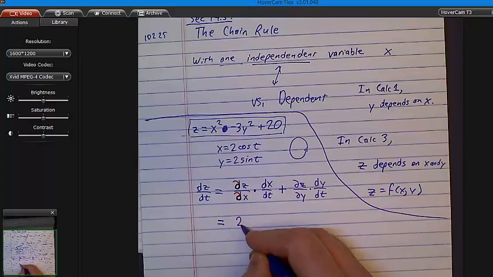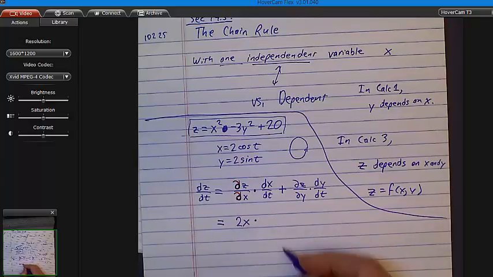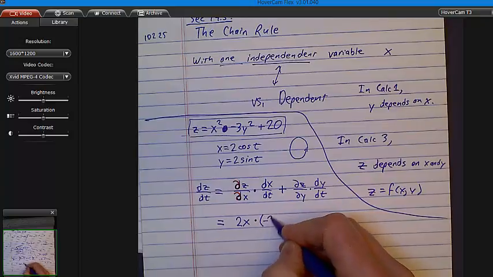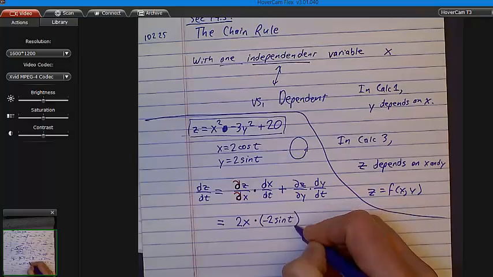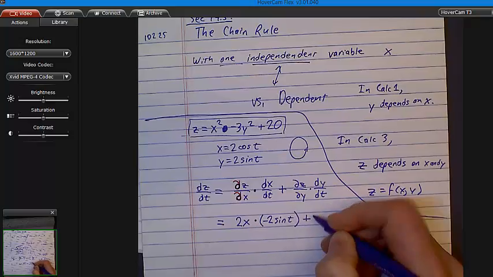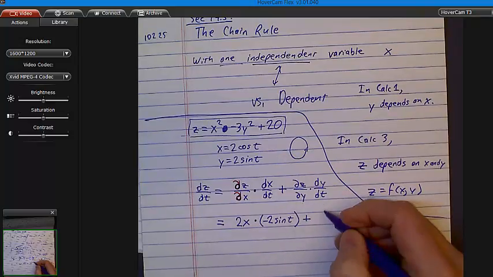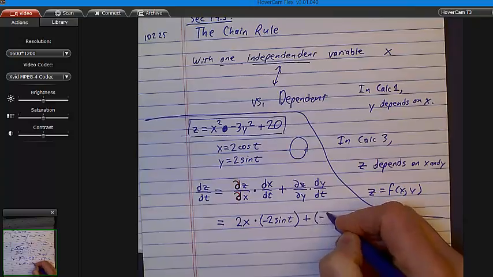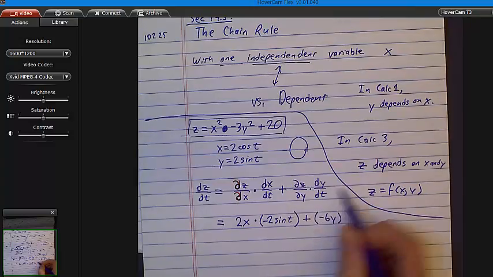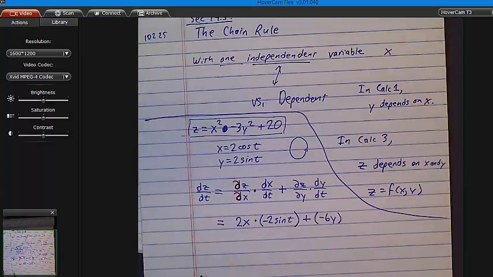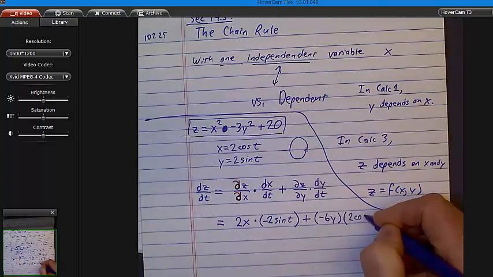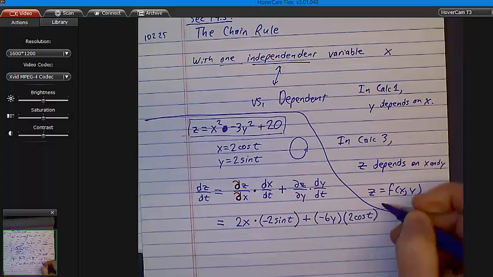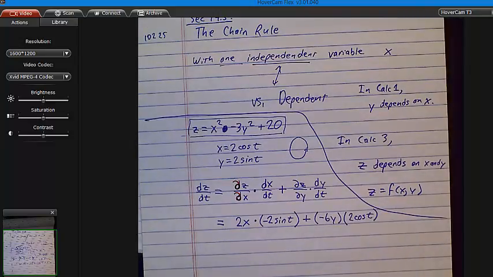That's correct. 2x times dx/dt would be negative 2 sine t, because that's the derivative of 2 cosine t, plus dz/dy, I'm going to have negative 6y, right? I take the derivative, everything else zeroes out, times 2 cosine t. All right?